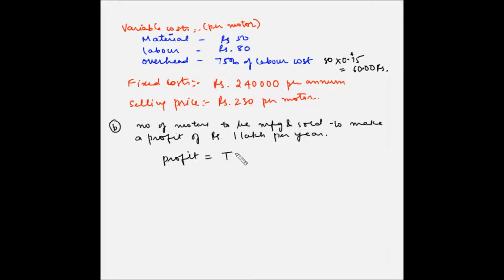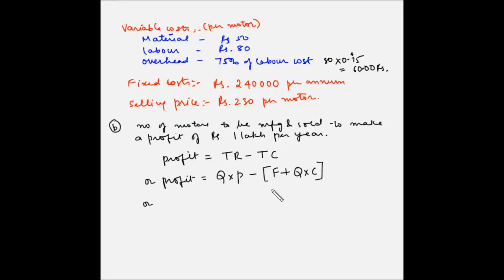Now profit is equal to the total revenue minus the total cost. So total revenue is nothing but the number of units sold multiplied by the unit selling price, and total cost is equal to the fixed cost plus the variable cost, which is nothing but the multiplication of the number of units sold and the unit variable cost.